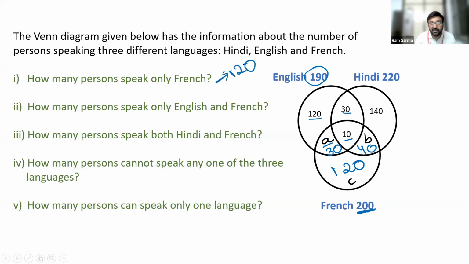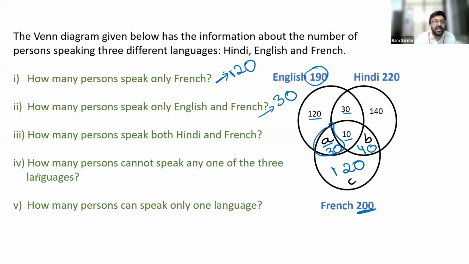How many persons speak only English and French? What's your answer for the second one? English and French is 40. Only English and French is 30. So the answer for the second one is 30. I think you guys got confused between and or. If it's and, that's the common area. If it's or, you have to consider the whole thing.